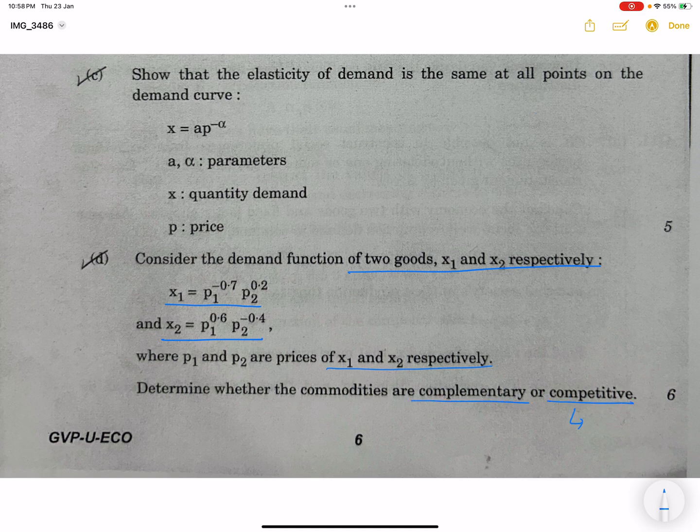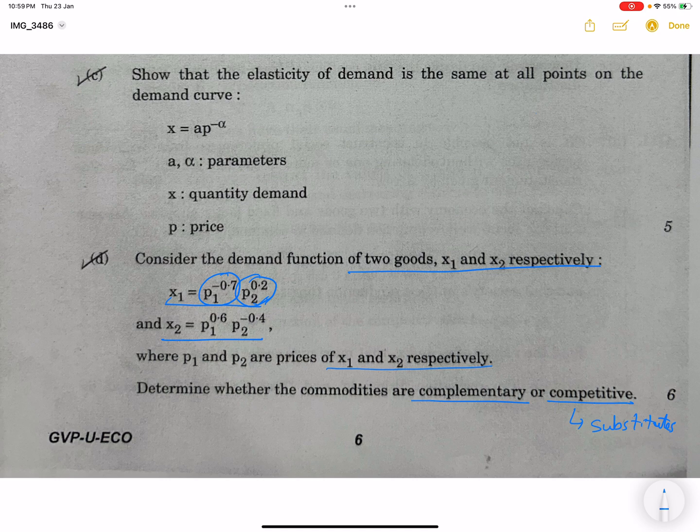So competitive is the same thing as substitutes. Now look at this thing. This is an inverse relation, but this is a positive relation. So before doing any mathematics, you should know that a positive relation suggests that if price of x2 is rising, demand for x1 would rise. So this happens in case of substitute goods. Suppose tea and coffee are substitutes, and if price of tea rises, people would demand more and more of coffee. So these are substitute goods.